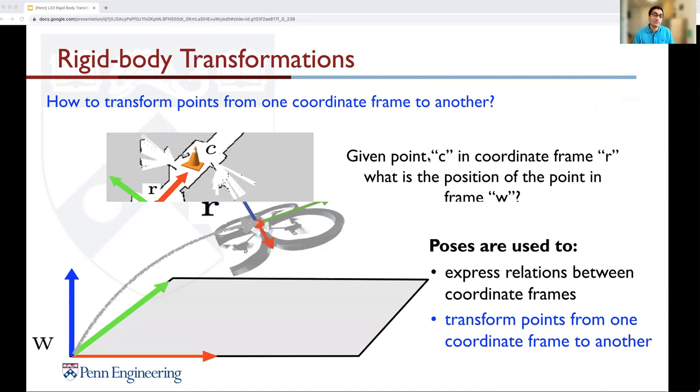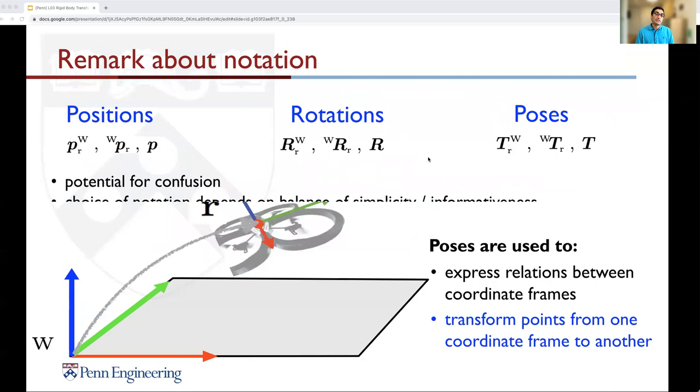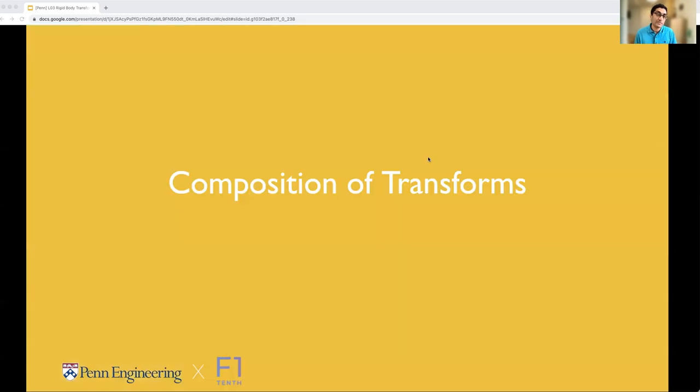So a common transformation is, given a point C in robot R's coordinate frame, what is the position of the point in the world frame W? As we have seen, we use a homogeneous transform to capture this combination of rotation and translation. So now it's pretty straightforward. There is also a choice of notation, as you can see, for positions, rotations, and poses. It's just important to be consistent as to where we have the origin frame and the destination frame.